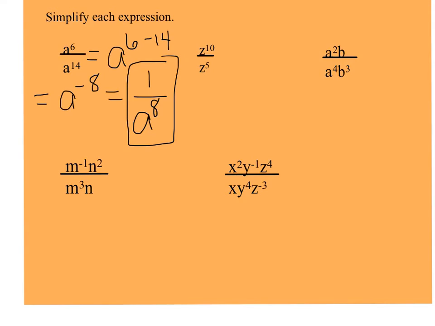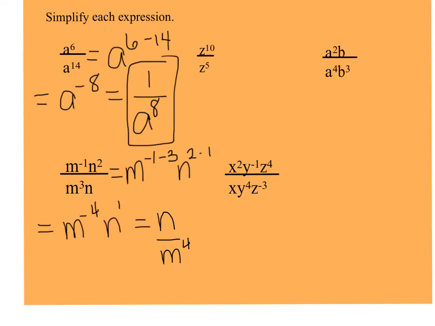For m to the negative 1st, m squared over m cubed times n. Again, you can subtract those exponents on the like bases. So m to the negative 1 minus 3 and n to the 2 minus 1. And that equals m to the negative 4th times n to the 1st, and then when we get rid of that negative exponent on the m, our answer is n over m to the 4th.